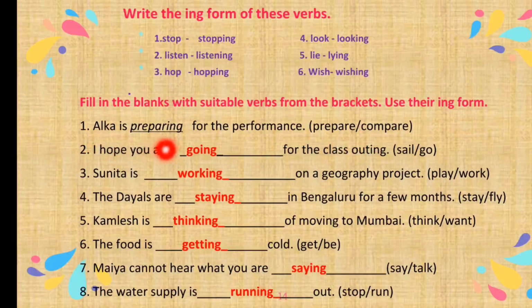Alka is preparing for the performance. That is already given in the textbook as an example. I hope you are dash for the class outing. Sail or go? It is going. Go. I hope you are going for the class outing. Going for the class outing.